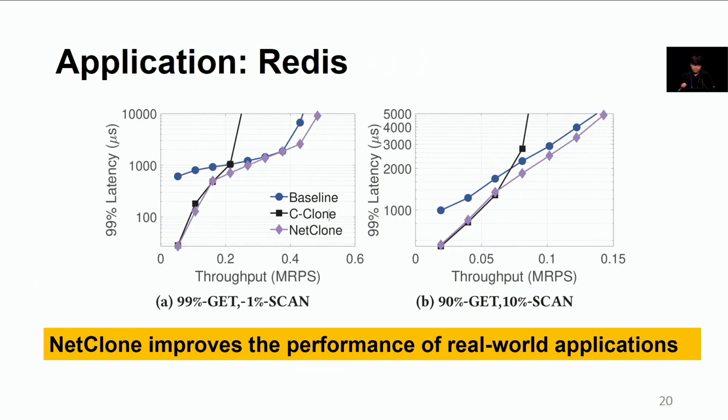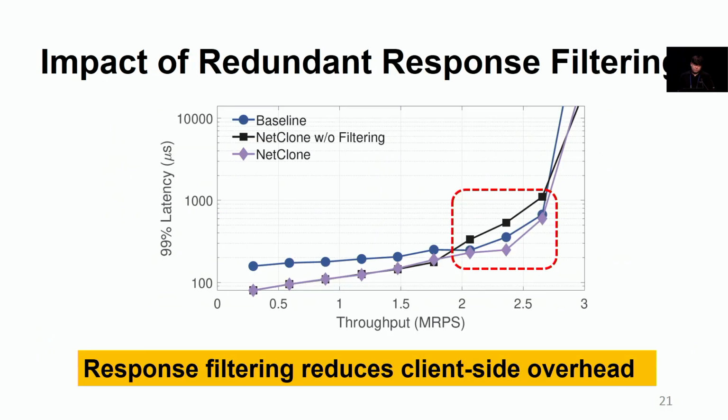So this is the result with the Redis key value store. This result demonstrates that NetClone can improve the performance of real applications as well. And this result shows that our response filtering module is especially effective at high loads where too many duplicate responses occur. So the module is effective to reduce client-side overhead.